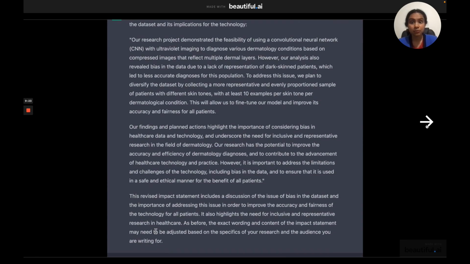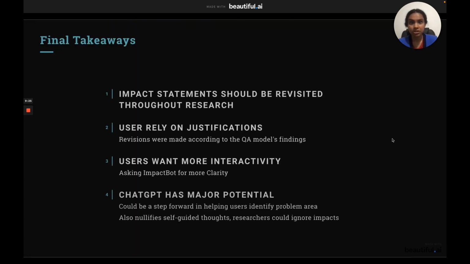However, it might limit researchers actually thinking about the ethical implications, as ChatGPT can do the work for them. So this is one of our final takeaways, paired with the fact that impact statements should be revisited throughout research, and that users rely on justifications and therefore need more interactivity. However, ImpactBot is a great first step in allowing users to more ethically think about their research potential and what to do next. Thank you.